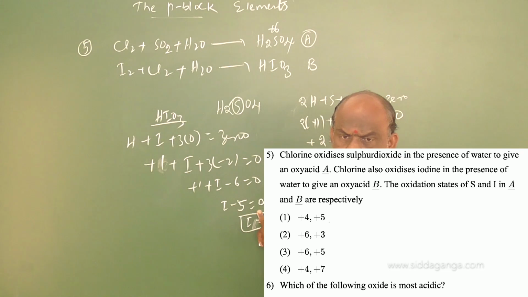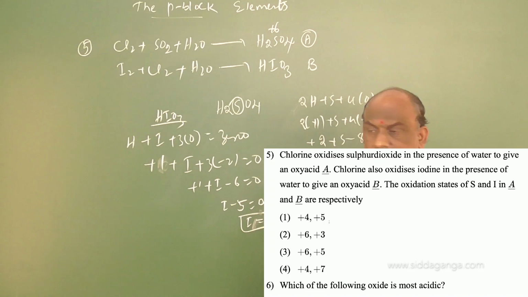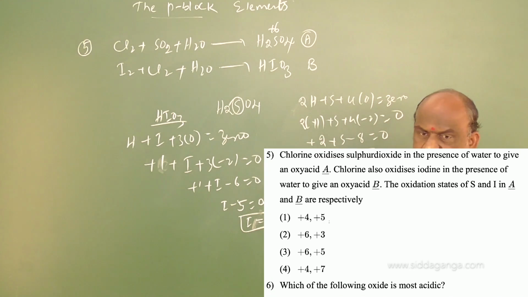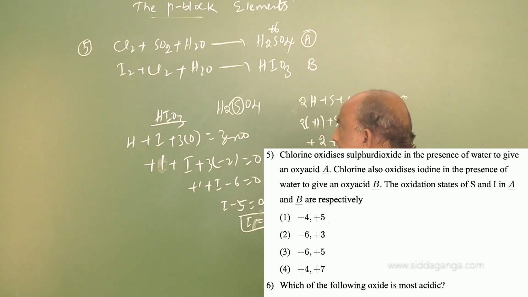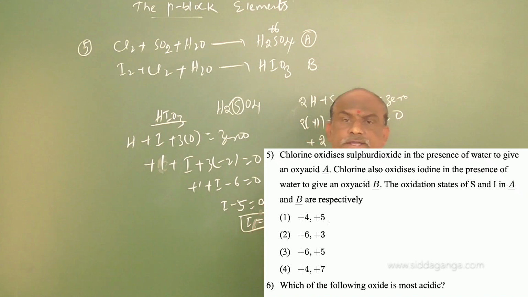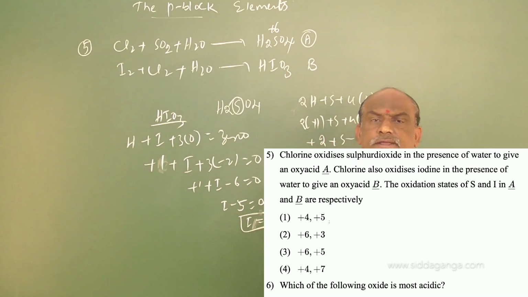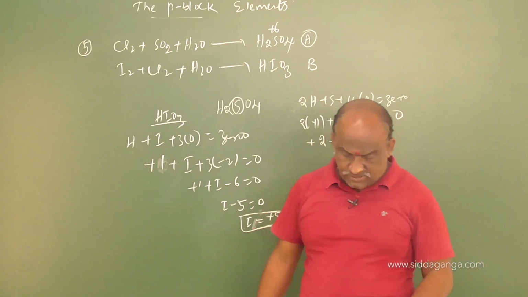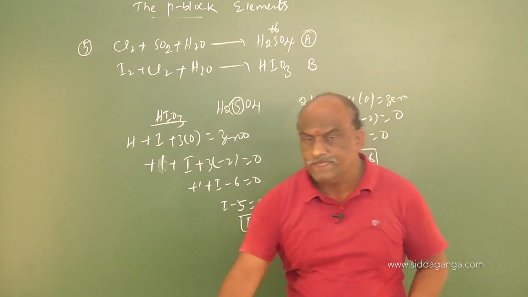So option number 3: plus 6 is for sulfur, and plus 5 is for iodine. First you have to find the product. After finding the product only will you get the answer. Otherwise we can't solve this type of question. So read the concept, then you will get an idea about this. Clear? So option 3 is the right answer for question number 5. And after that, the next question.